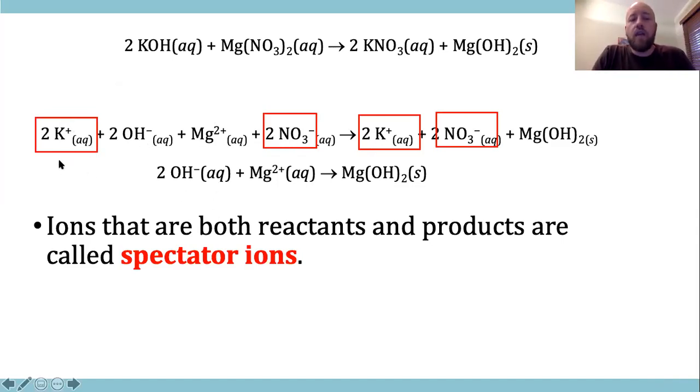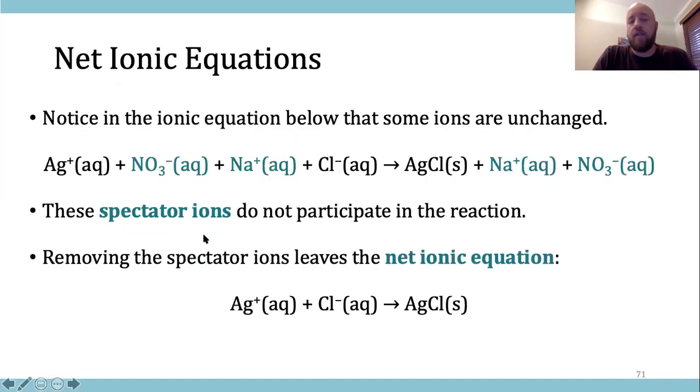Now, once you take the spectator ions out, you have our last equation. Here we have our total ionic again. This is our silver nitrate, sodium chloride, making silver chloride and sodium nitrate. If we remove out the spectator ions, the nitrate and the sodium, what are we left with? We're left with the net ionic equation.